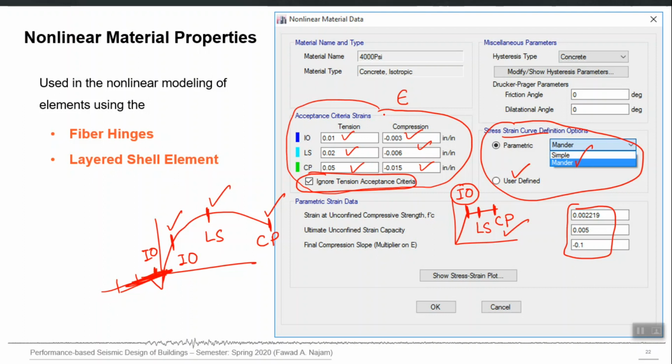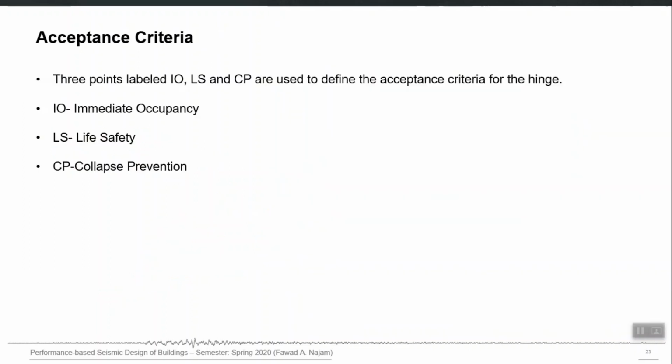So these 6 numbers are acceptance criteria. They do not affect your analysis results. They are just 3 markers in which you might be interested after the analysis, right? So once you define the nonlinear material, then you can start defining the PM2 M3 fiber hinge from the same list of available plastic hinges which you used for the lumped plasticity approach.